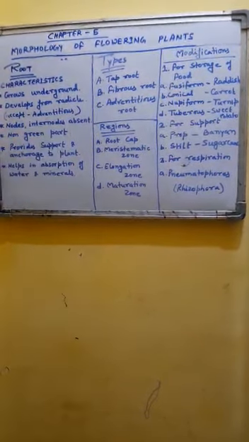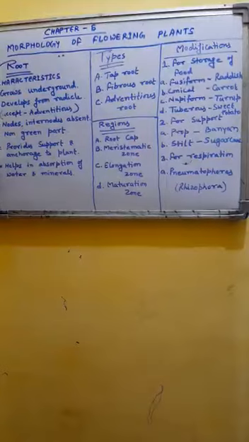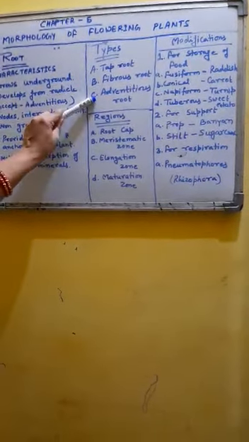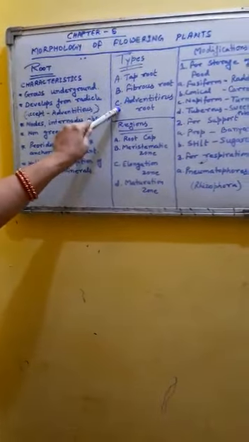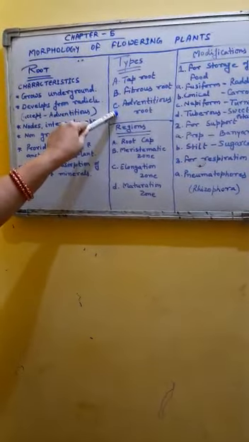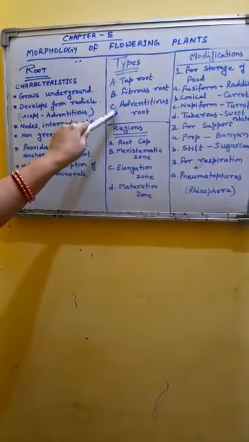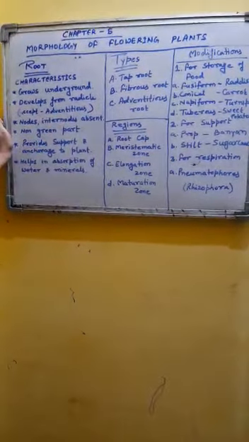The third type of root is called adventitious root. In this case, roots develop from part other than radicle. Adventitious root is a type of root which develops from any other part than radicle.